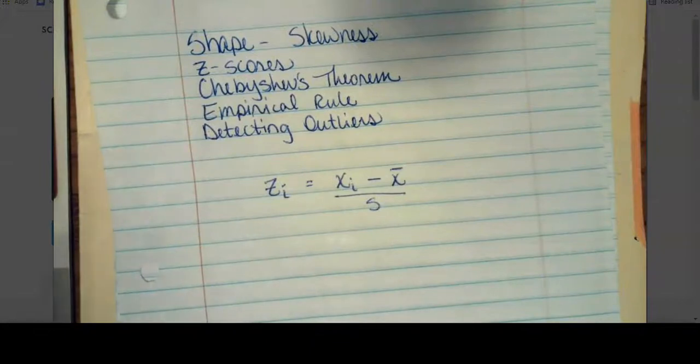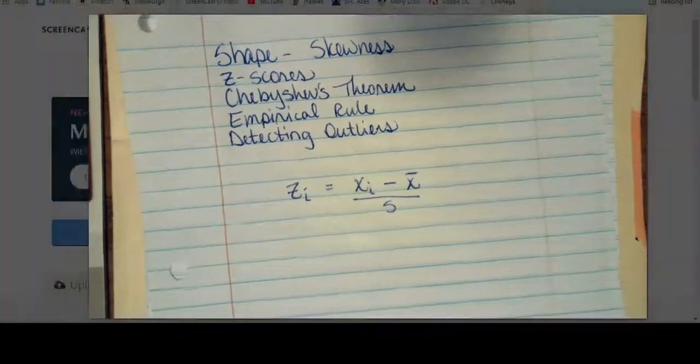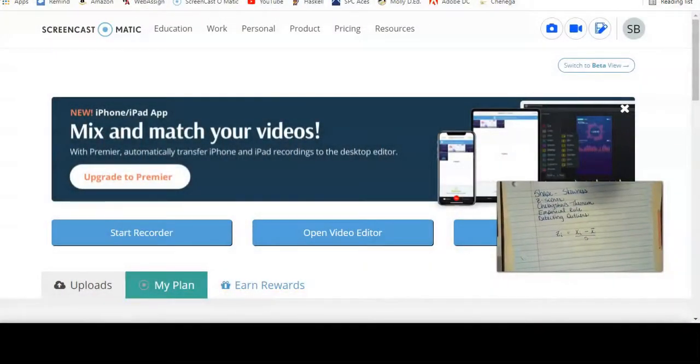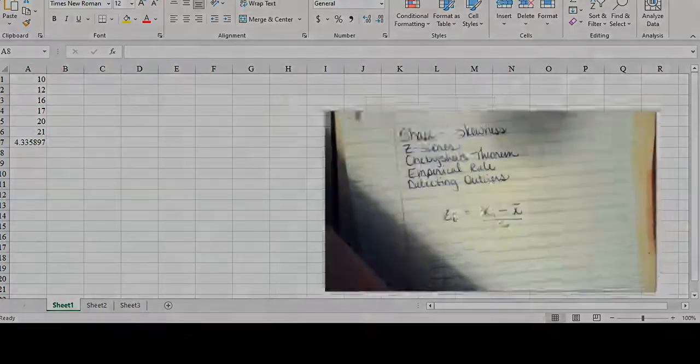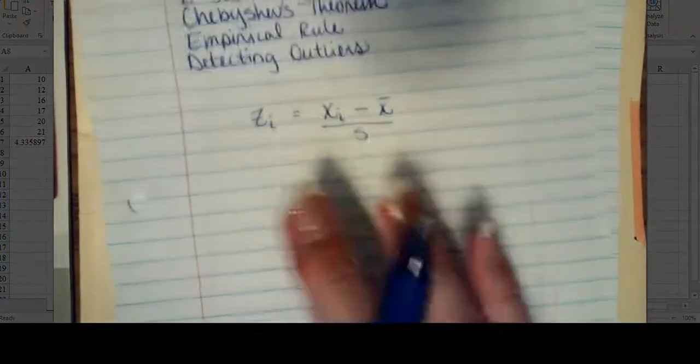So let's give it an idea of what this is. For our previous example, I kept that here. That is the wrong screen. Okay, I kept that here. And so I just kept up the 6 data points, and then we've got a sample standard deviation of 4.335897. So if I wanted to standardize this, let's just grab 12. I want a z-score for the data point of 12.